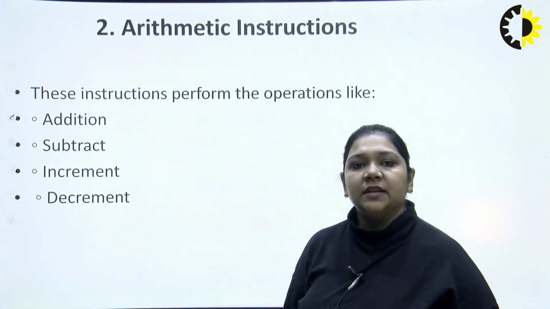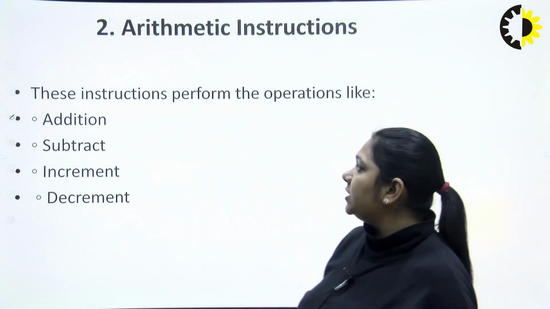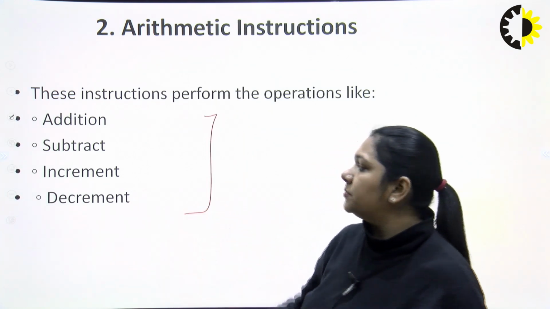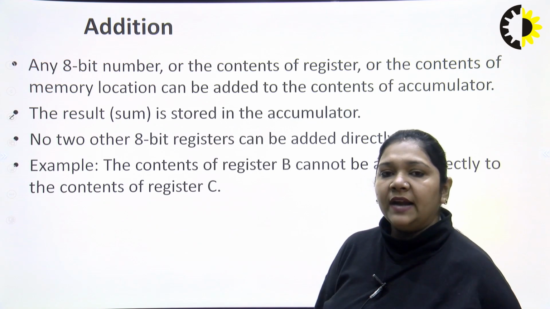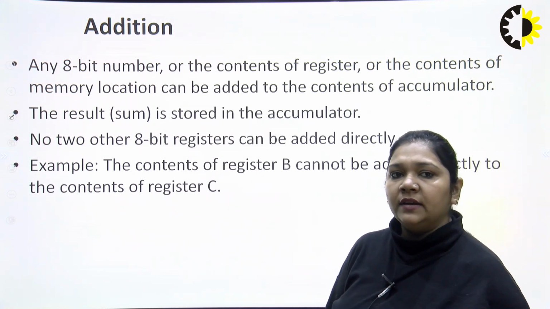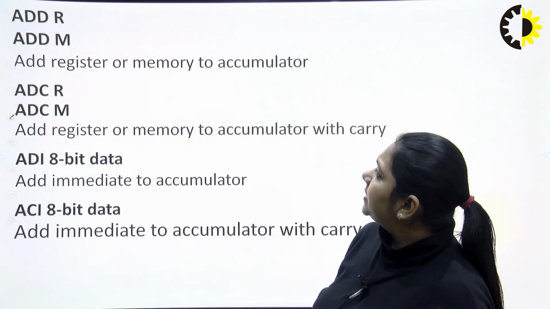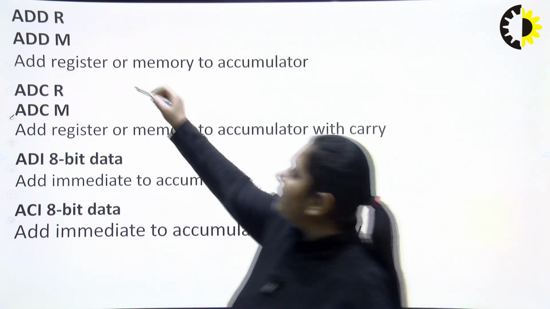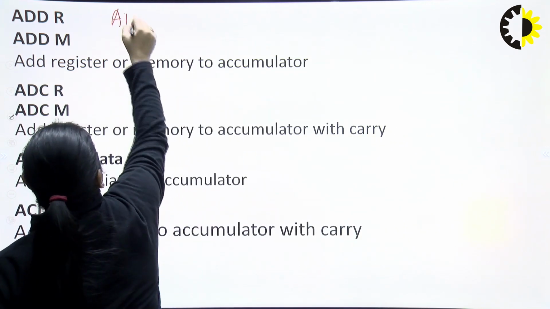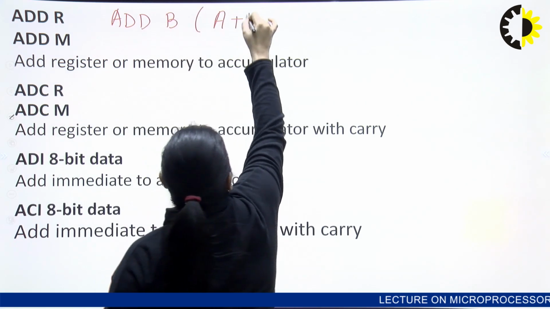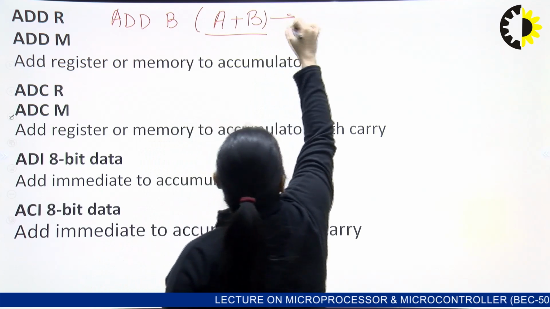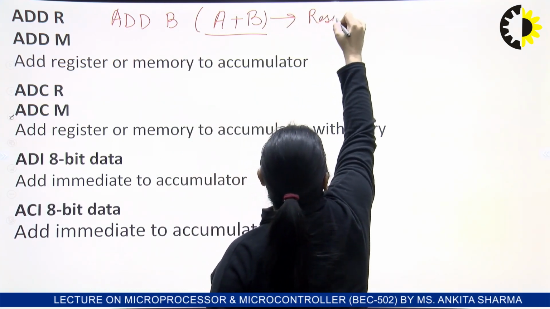Next is my arithmetic instruction, which is also a very important instruction. It has 4 types: addition, subtraction, increment and decrement. Addition is of 8-bit and the sum is stored in the accumulator. Let's see some examples. ADD R means I have to add between two registers. Here it is given ADD B, which means I have to do A plus B and the result is stored in the accumulator.